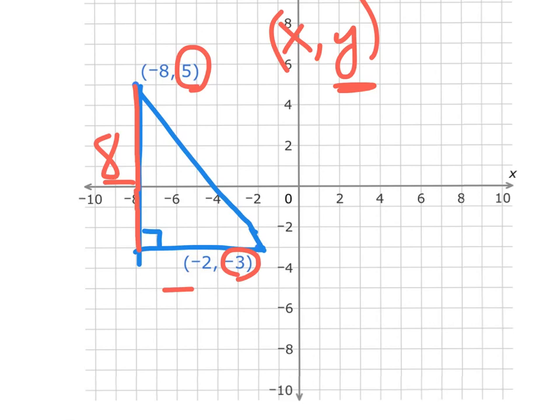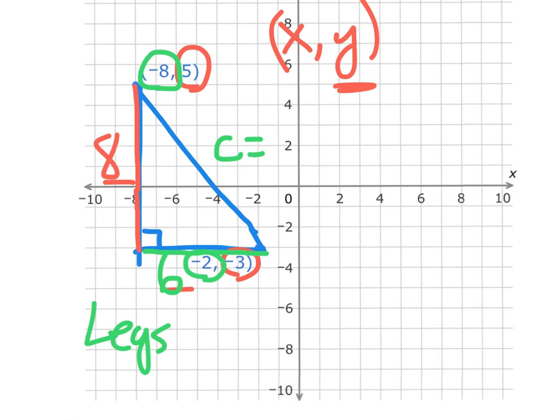Same now with the horizontal. So how wide across is my triangle? 1, 2, 3, 4, 5, 6. I could have also gone from my x values, -8 to -2. So you're dealing with the triangle, that's 8 and 6. Remember, those are my legs. So what we're trying to figure out is what your hypotenuse is, or C.